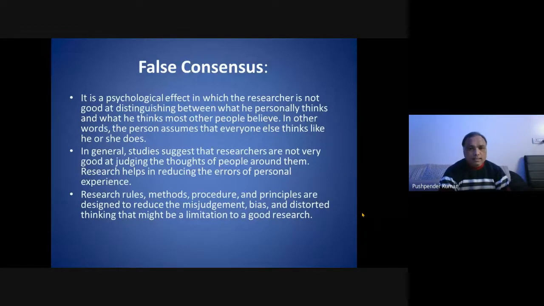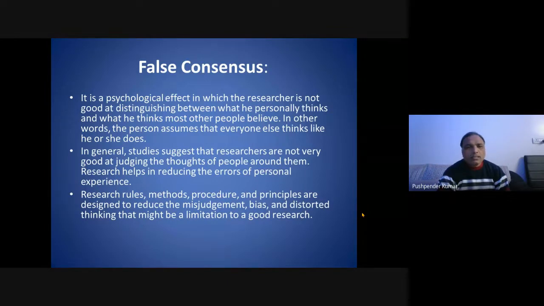Then we have false consensus. It is a psychological effect in which the researcher is not good at distinguishing between what he personally thinks and what he thinks most other people believe. In other words, the person assumes that everyone else thinks like he or she does. This happens many times, that we develop such a kind of consensus in our mind that I have this feeling, others also would have a similar kind of feeling. I know this, others also would be knowing the same thing. I have this knowledge, others would also have the same kind of knowledge. I assume it, others also would be assuming in the same manner.